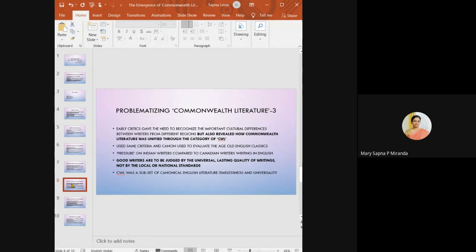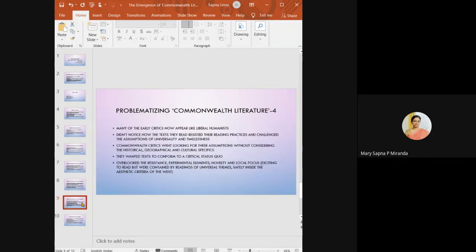According to them, good writers are to be judged by the universal, lasting quality of their writings and not by the local or national flavor and sentiments. So what was important? The lasting quality, that timelessness. Commonwealth literature, according to them, was nothing but a subtext of canonical English literature, therefore catering to the ideals of timelessness and universality.